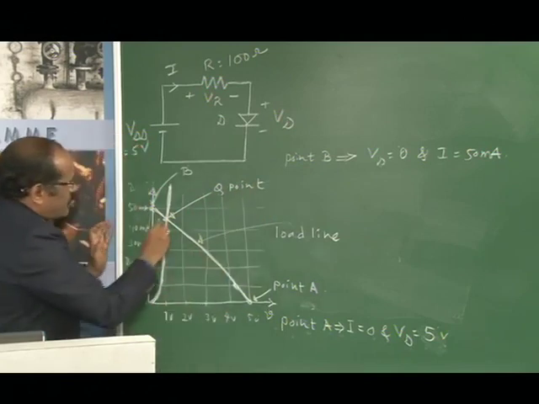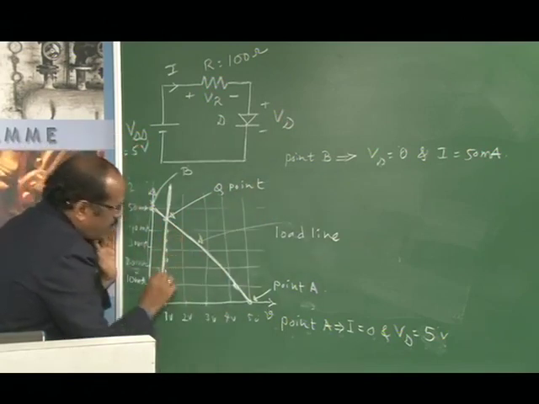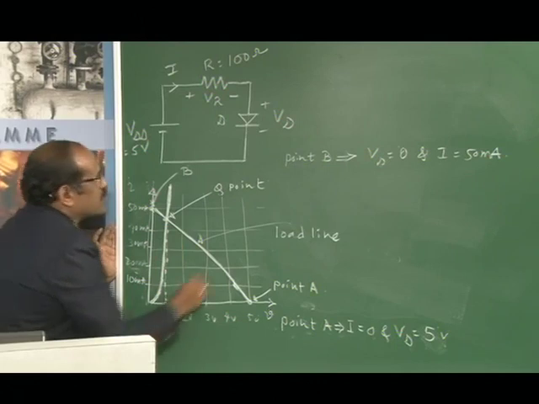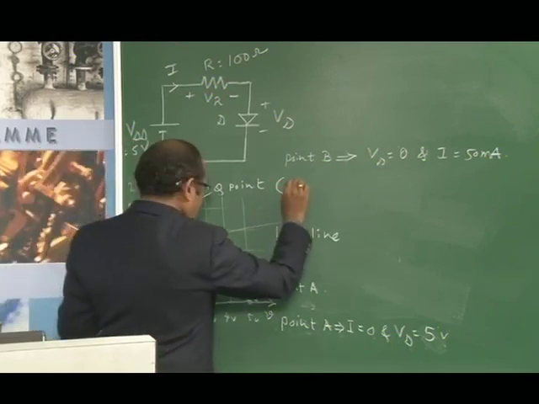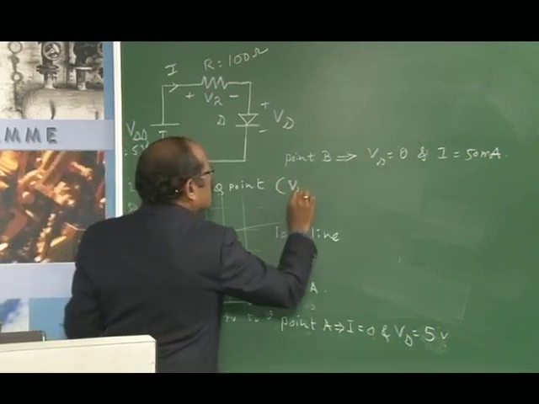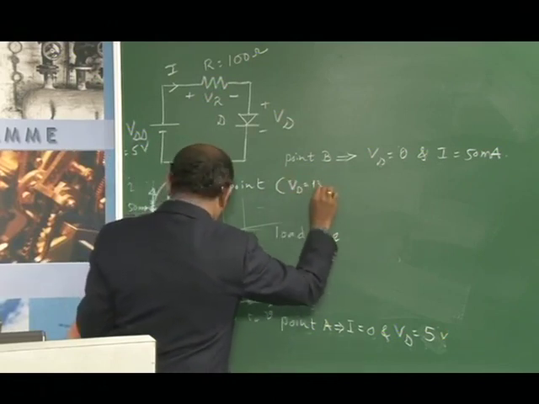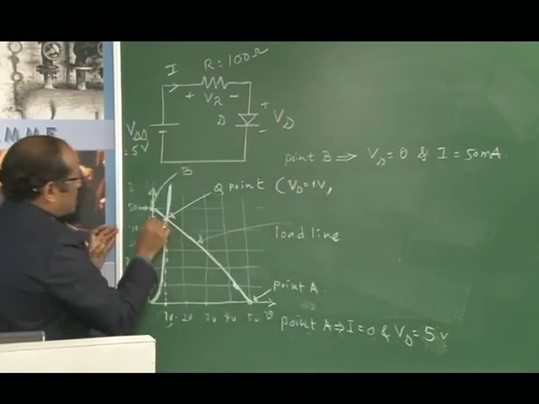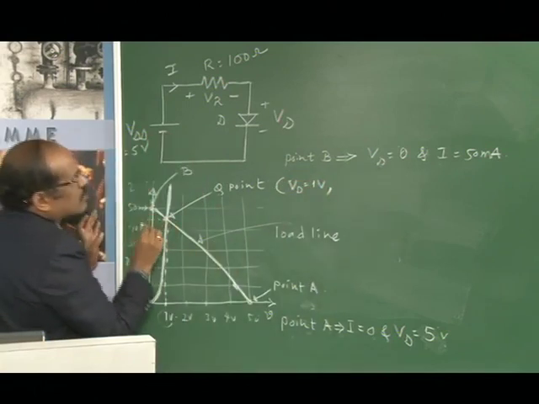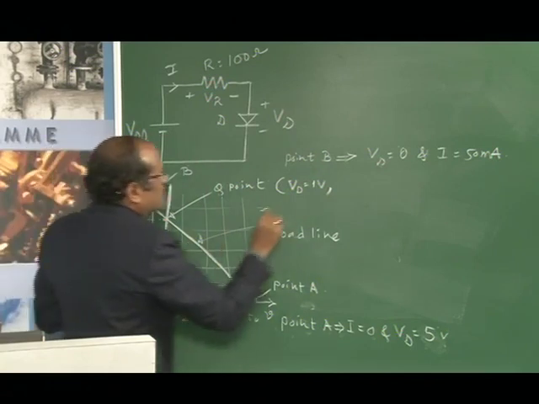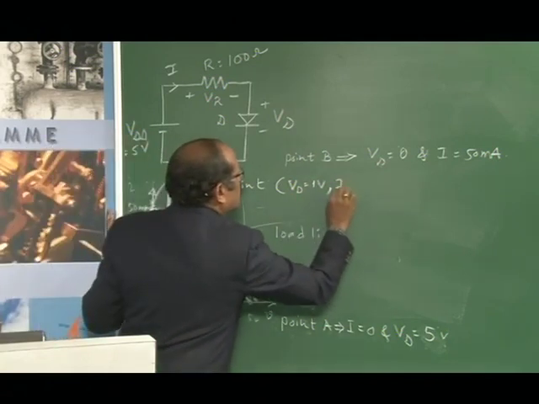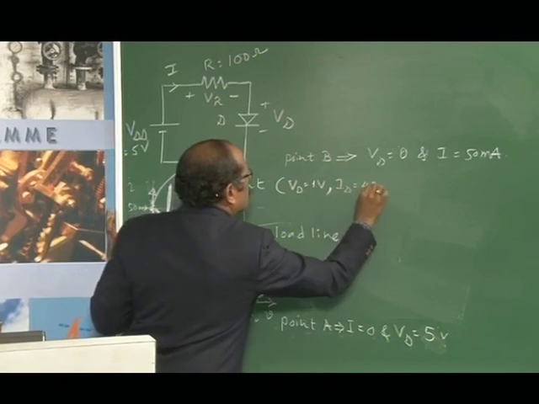And corresponding to this Q point, whatever voltage exists, that is how much we will get. This we get as volts, that is Vd, which is nothing but 1 volt. And corresponding to this, you can see it is approximately somewhere between, that is Id, that you will get as 45 milliamp.